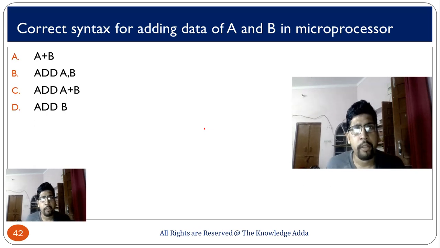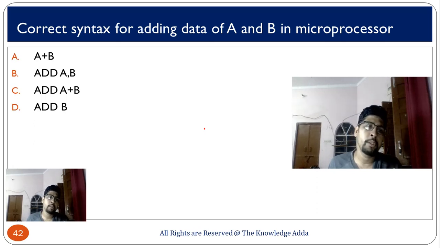Correct syntax for adding data A and B in the microprocessor. So A, B, C are not correct syntax for adding data in the 8085 microprocessor. If you have written ADD B, it means you are going to add the content of B with the content of A, so ADD B is the correct option. Suppose you have written ADD C, that indicates A plus C and your output will be stored by default in the accumulator. So here D option is the correct option.